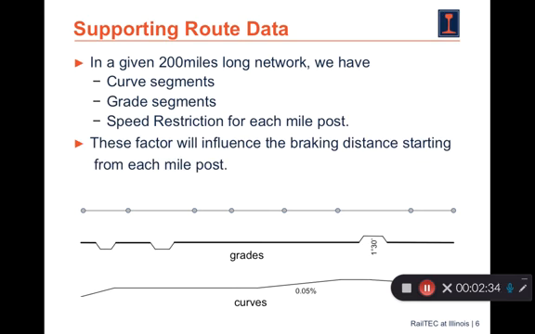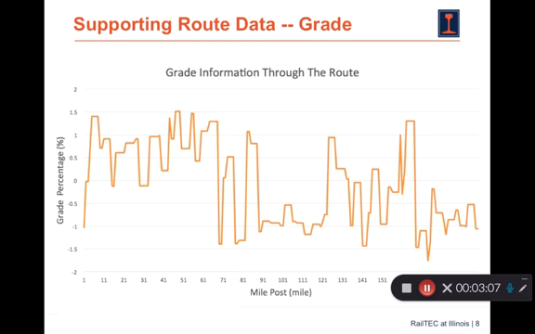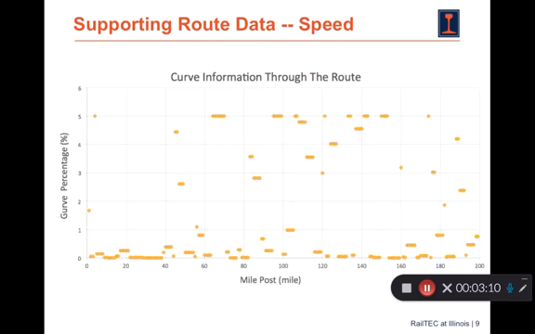In our supporting data, there is a 200-mile network from a certain Class 1 railroad. For these 200 miles we have curve, grade, and speed information, and I simulate at each milepost, which means every mile I do a simulation. These are the given data: the speed restrictions, the grade change, and the curve change.